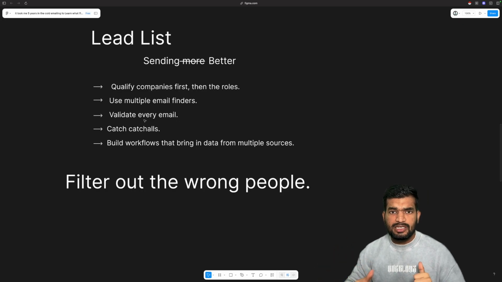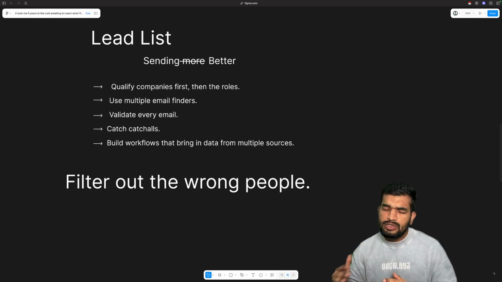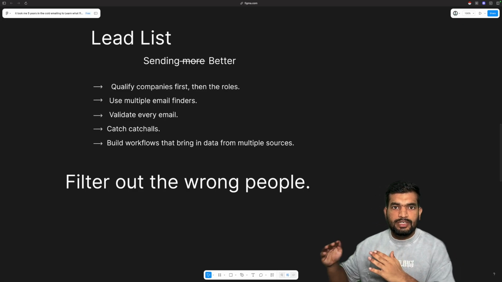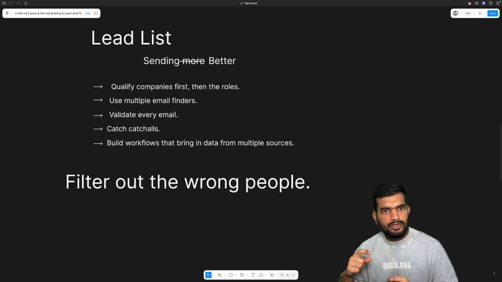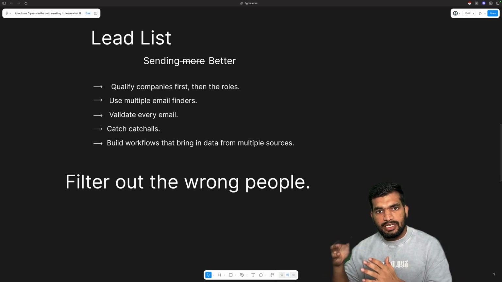Now the next pillar is lead list. Sending more is not the solution, but sending better. I believe 80% of your market shouldn't even be on your list. They either don't qualify or they don't have a budget. So this is the workflow that we use to make sure that we are having a solid lead list. We obviously start with qualifying companies first and then make sure that we are getting the right roles.